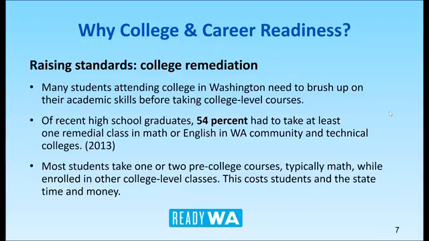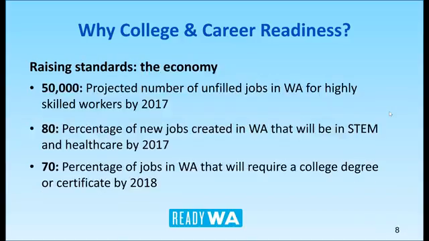What is unique to Washington and a few other states is that we have a high-tech aerospace economy, healthcare, and this slide gives a quick overview of what we're looking at in our state. By 2017, there will be 50,000 unfilled jobs of highly skilled workers in Washington. And the next bullet is that 80% of new jobs created in Washington by 2017 will be in STEM and healthcare. Those require post-secondary education. So in Washington's STEM, high-tech, aerospace economy, you need the skills, whether you go to college or post-secondary training.